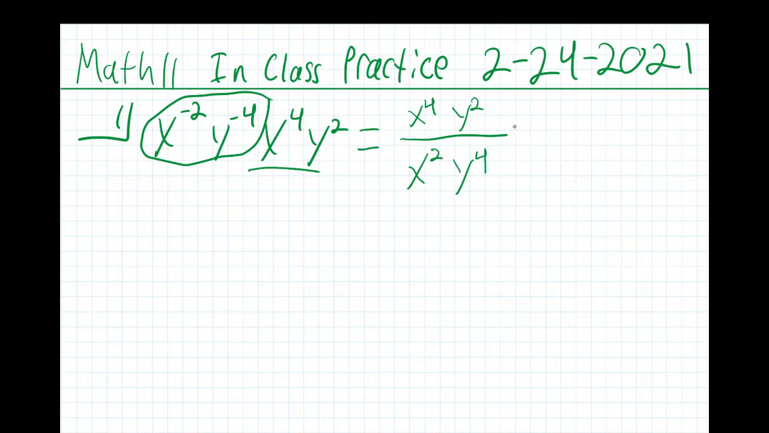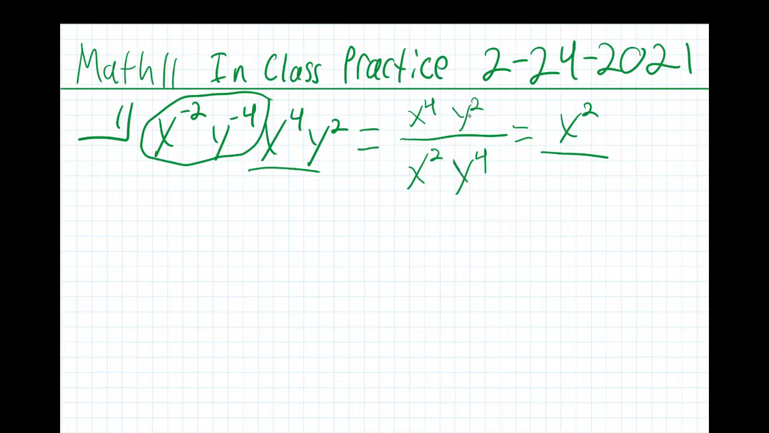So now that we're here, we're looking at our x's. So x to the fourth over x to the second. We are dividing them, so that means we subtract the exponents. So 4 minus 2, that is going to become x to the positive second, and that's going in my numerator or on top of my fraction because 4 is bigger than 2.